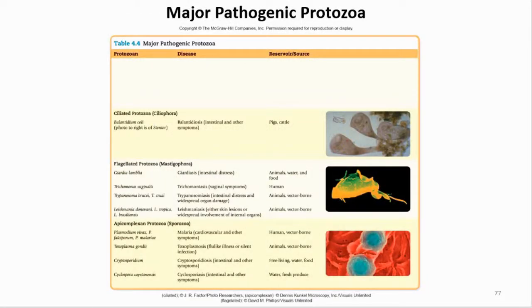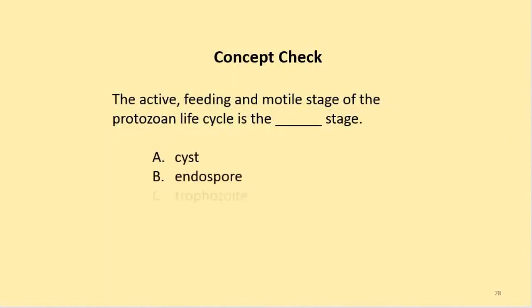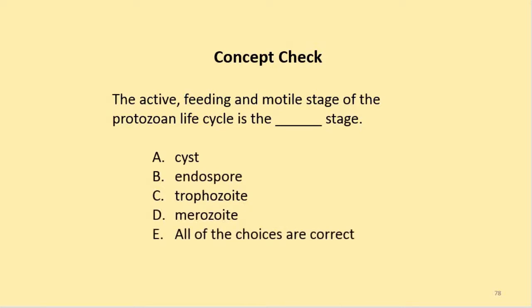This table here just shows some common protozoa and the diseases that they cause and where they come from. So take some time and look over that on your own. The active feeding and motile stage of the protozoan life cycle is the cyst, endospore, trophozoite, merozoite, or all of the above. And of course the answer is trophozoite.